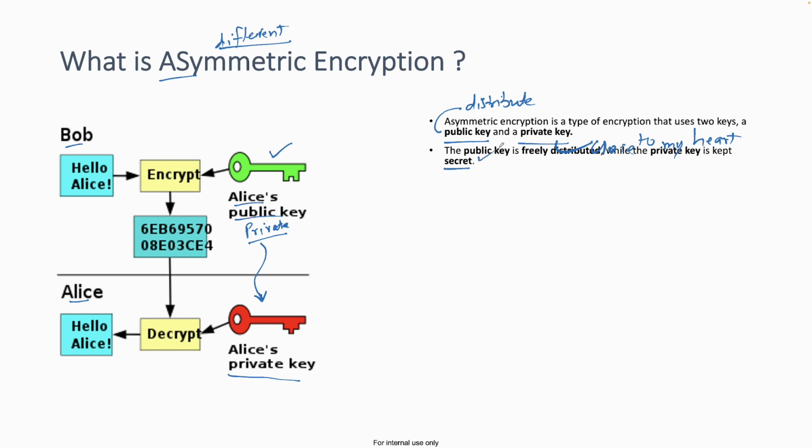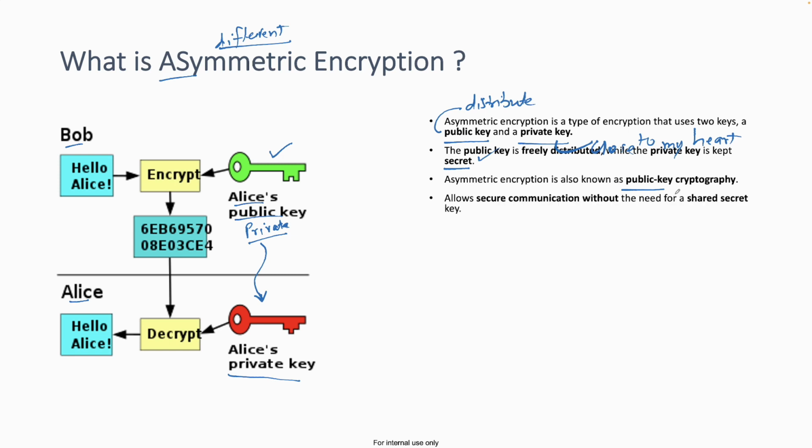Another important thing here is secret. Only you should know your private key. Never share, never send, never distribute your private key. Quite important. We studied this as well when we were learning the history of cryptography. Asymmetric encryption is also known as public key cryptography. Whenever somebody says public key cryptography, you need to understand we are talking about asymmetric encryption, right? It allows secure communication without the need for a shared secret key.